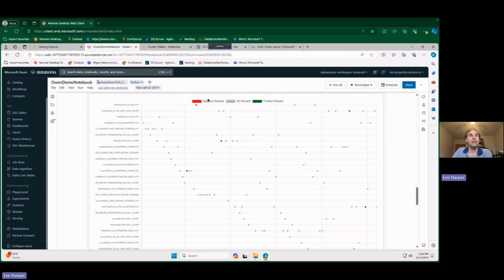Red means a negative long-term reward. It means that something has happened that's created a problem that didn't appear before, but has now appeared again. And green shows a positive long-term reward, i.e. a thing that was a problem has now been solved.